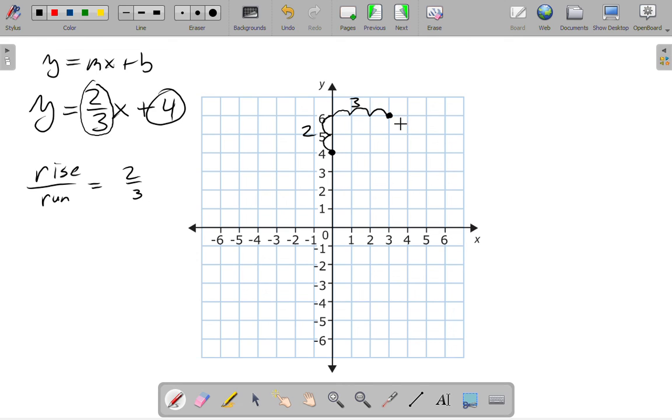Now, I could keep doing that. I could rise 2 again, run 3, or I can even go down 2 over 3. It doesn't matter. I just have to keep with the pattern of, whoops, that one doesn't fit, does it? Down 2 over 3, down 2 over 3. I just got to stick with that pattern of 2, 3, 2, 3 as my steps. And I connect those with the line. And that's my equation of the line. I don't actually have to find the points. That'll show me where the graph of all the solutions is.